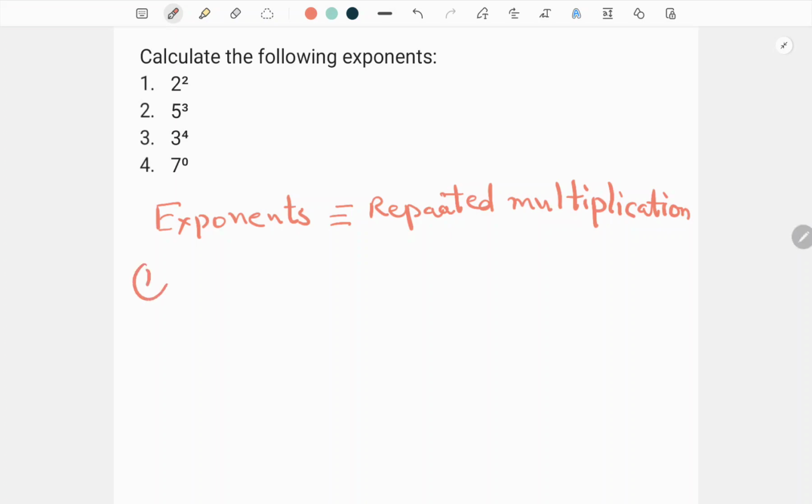So the first example, this is a simple one. 2 to the power 2, which is basically 2 times 2. The number of numbers here is equal to the exponent. This is 4.